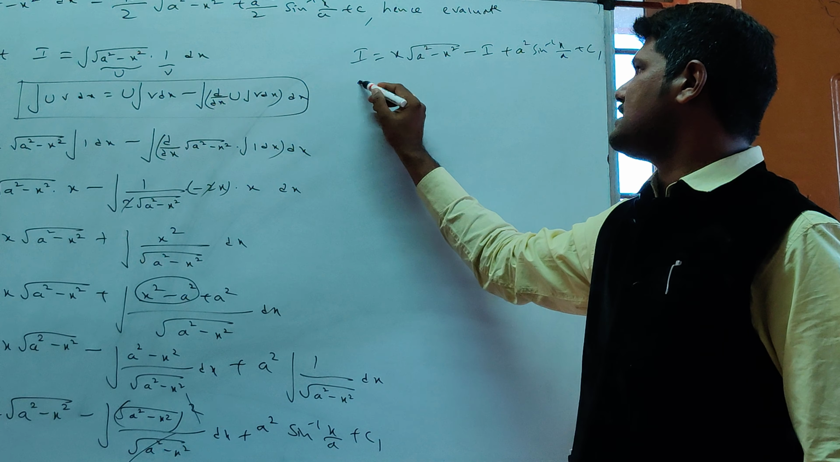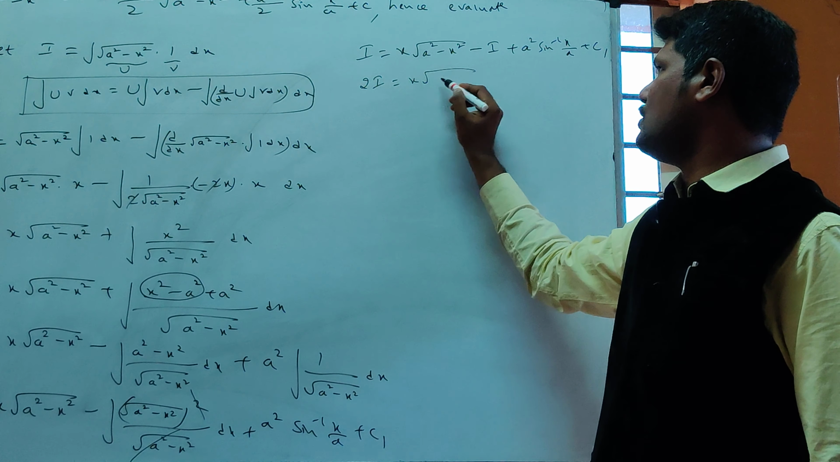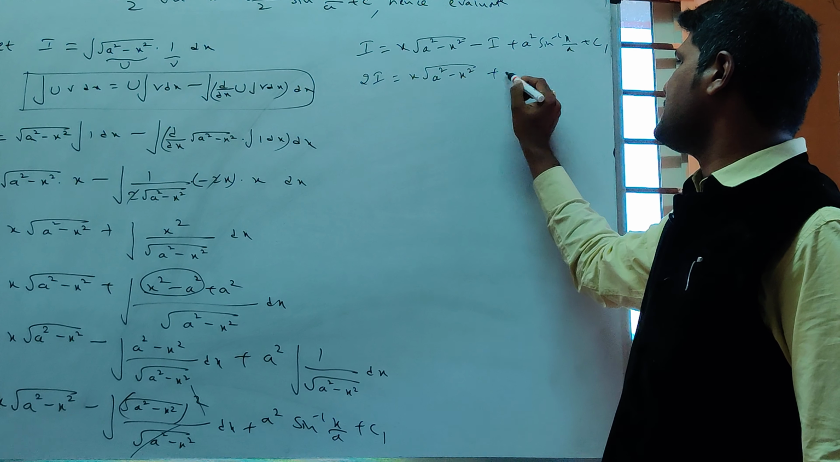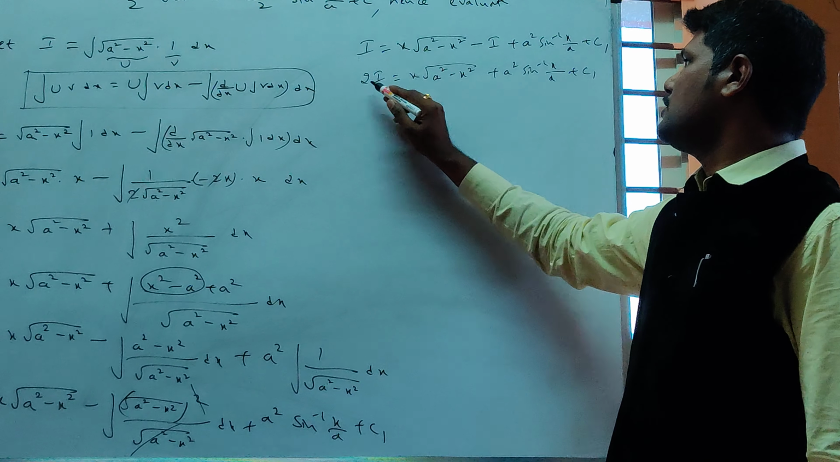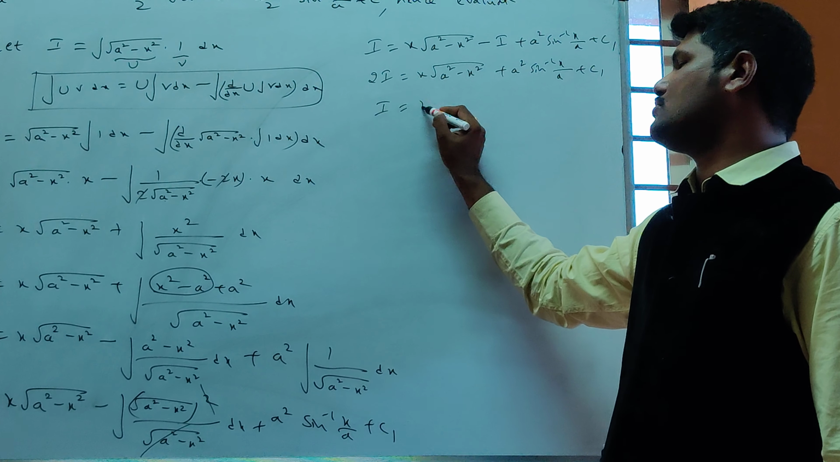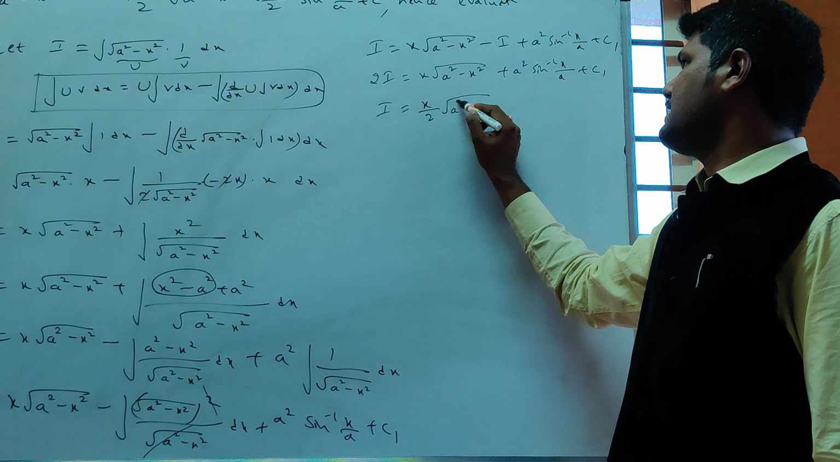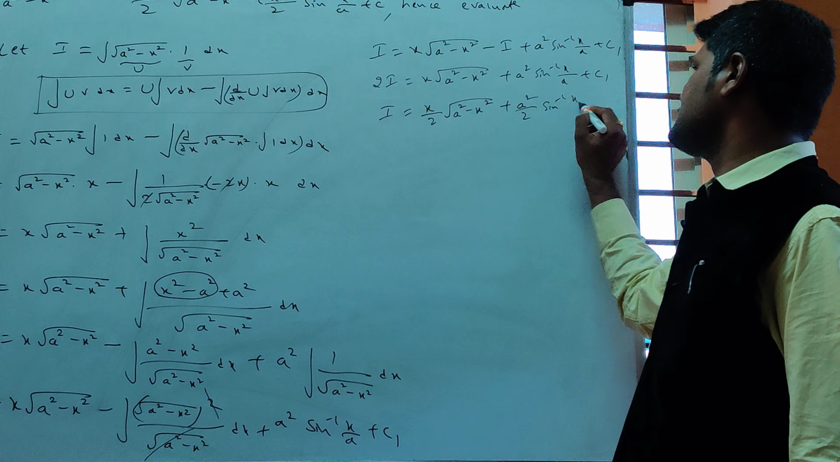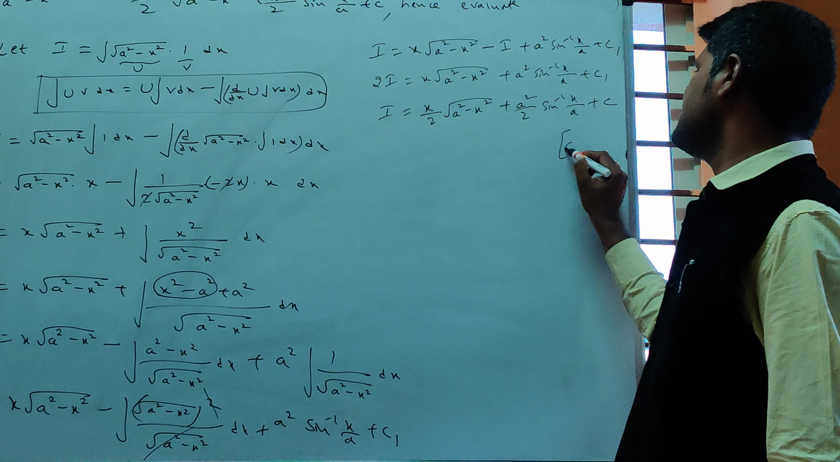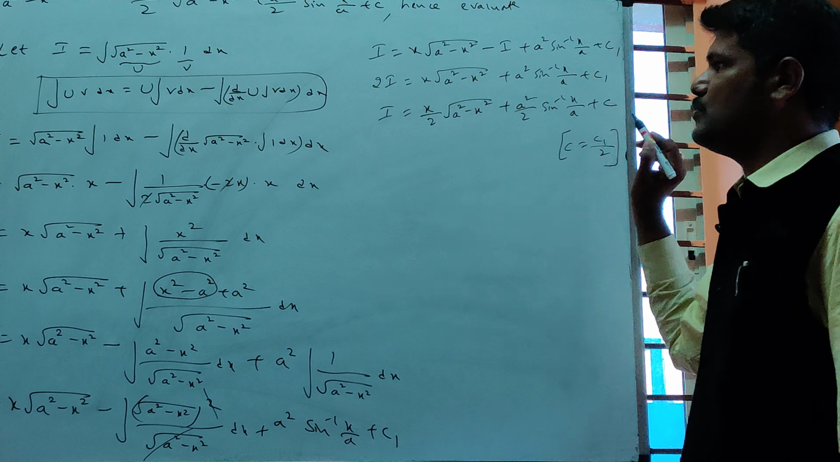Minus I, transfer to the left hand side: 2I is equal to x root of a square minus x square plus a square into sin inverse x by a plus c1. 2 transfer to the right hand side: I is equal to x by 2 root of a square minus x square plus a square by 2 sin inverse x by a plus c, since c is equal to c1 by 2.